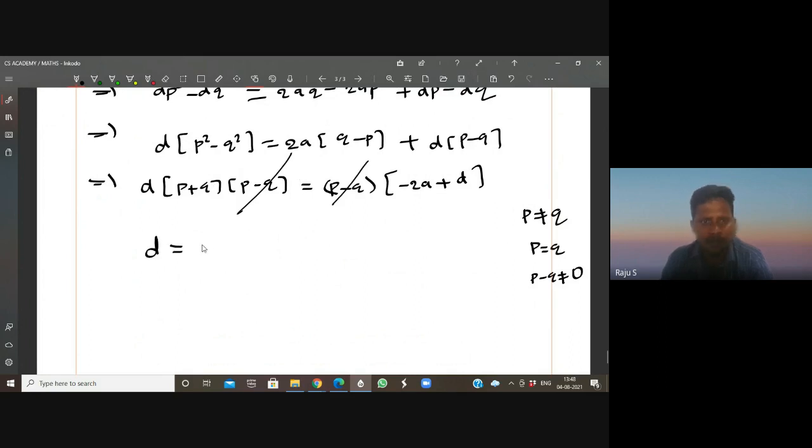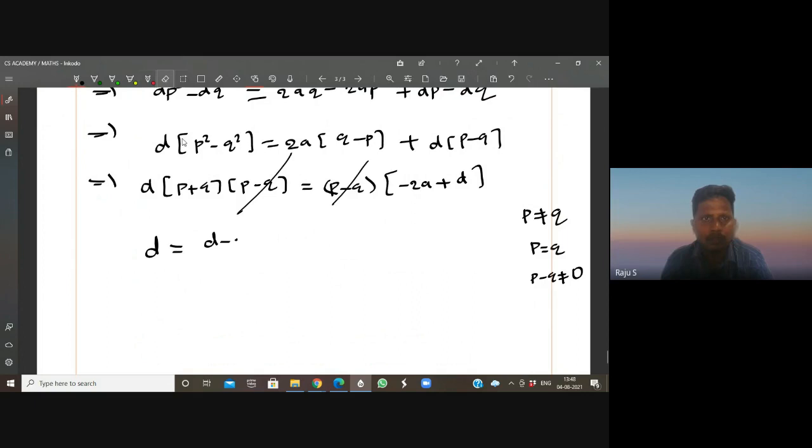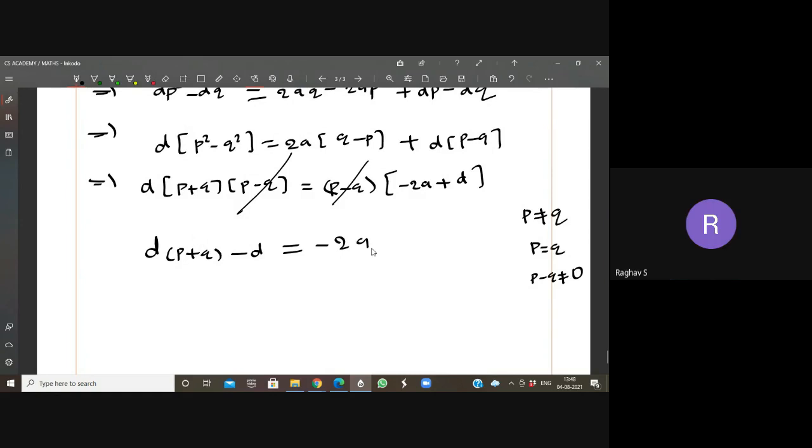So what is the d value then? d into p plus q equals minus 2a plus d. We can take the d from the right hand side to the left hand side. So d into p plus q minus 1 equals minus 2a, so finally 2a equals minus d into p plus q minus 1. There is no need to find the d value; we'll substitute the 2a value.